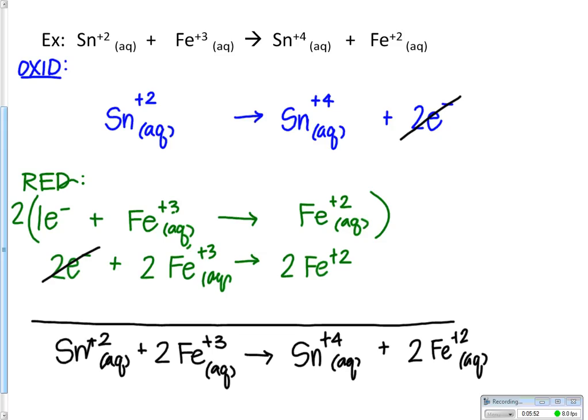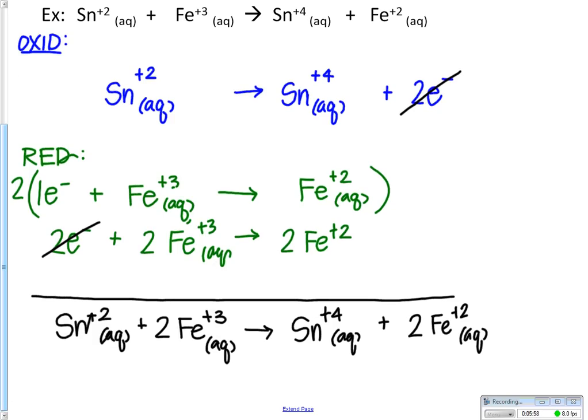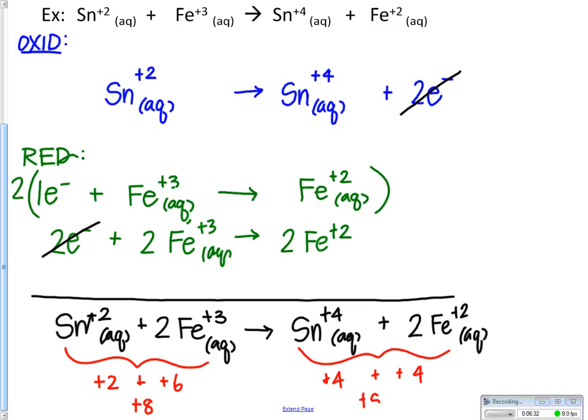And what you want to do when you're done with a reaction like this is double check: is it really balanced according to both mass and charge? So if we look at the number of atoms of tin, there's 1 on each side. The number of atoms of iron, there are 2 on each side. Mass is fine. Let's look at our overall charge. Now on the left-hand side, I have positive 2 from the tin plus 2 times positive 3, or positive 6 from the iron. So that makes a total of a positive 8. On the right-hand side, I have a positive 4 from the tin and 2 times positive 2 from the iron, or again, a positive 8.